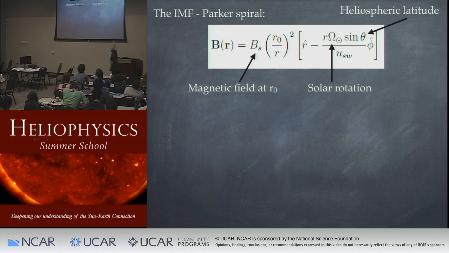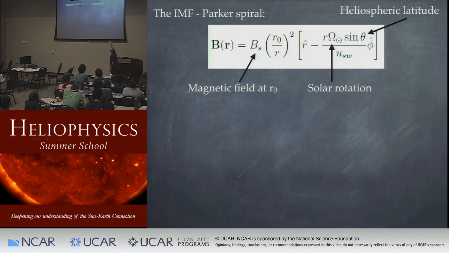So if the radial speed is higher, this term will get smaller, and the field will be more radial than azimuthal. Okay? If the rotation is faster, the field will be more azimuthal because this term will go up. So this term here pushes towards making it more azimuthal, and this radial velocity pushes it to be more radial. And the ratio between them will dictate the azimuthal component of the field.